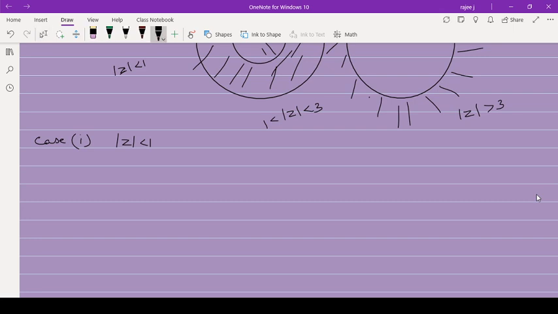Mod z is less than 1. In this case, what we have to do? So when mod z is less than 1, we have f of z, which we wrote as 1 by 2 upon z plus 1 and 1 by 2 upon z minus 3. So we need to expand both of these with respect to mod z less than 1.